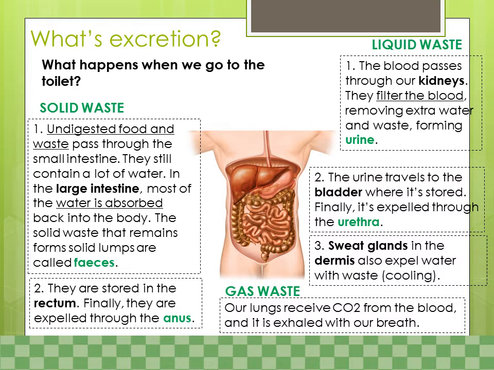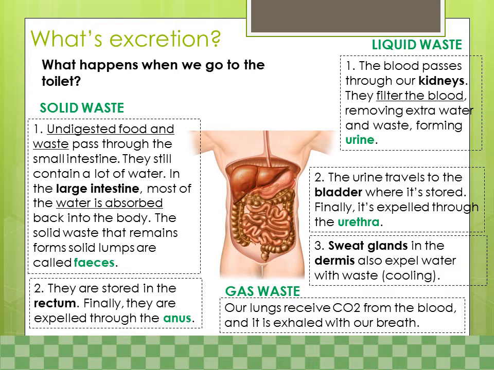Then we have the liquid waste, in which the blood passes through the kidneys. We have many renal veins and renal arteries, las arterias y venas renales, and the blood is filtered in the kidneys. Kidneys filter blood. Los riñones filtran la sangre. What do they do? They remove the extra water and they remove the waste products that have been produced by our cells. Okay, and this water with the waste products is urine.